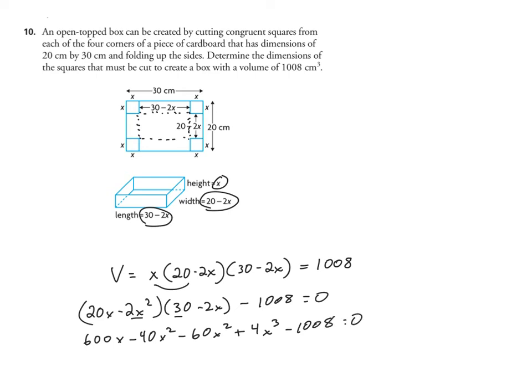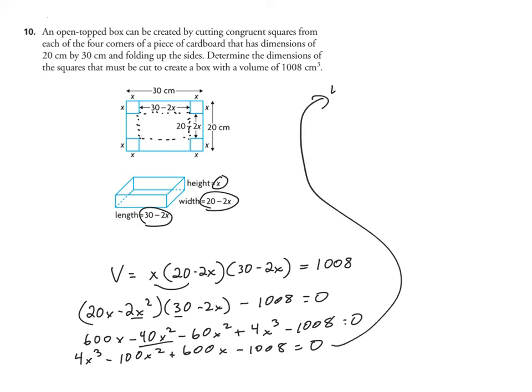Let's get this in order. So you got 4x cubed minus 100x squared plus 600x minus 1008 equals 0. 4 goes into all of those, so let's bring this up here. So 4x cubed minus 25x squared plus 150x minus 252, and that equals 0.